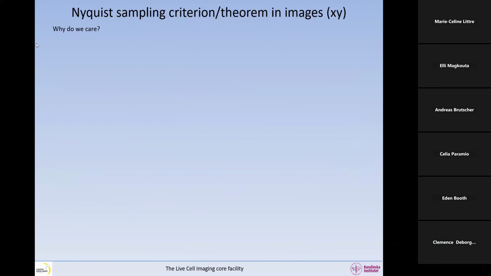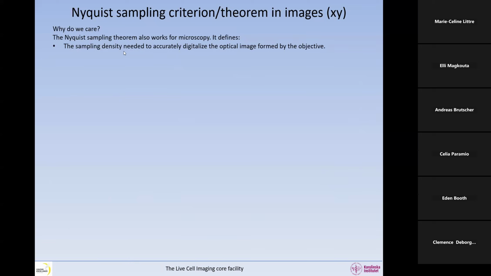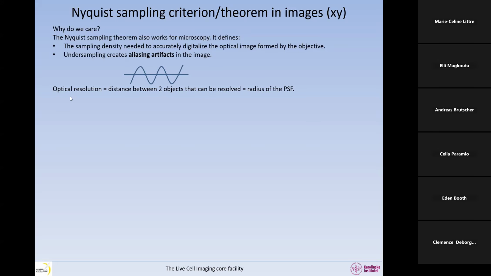So why do we care? Now we're talking about XY. The Nyquist sampling criterion in images, XY. It also works for microscopes, not only for telegraphs. And it defines the sampling density needed to accurately digitize the optical image formed by the objective. So this is exactly what we're after. How do we sample this optical image? If we undersample, we will create aliasing artifacts in the image. I will talk about aliasing artifacts a little bit later.